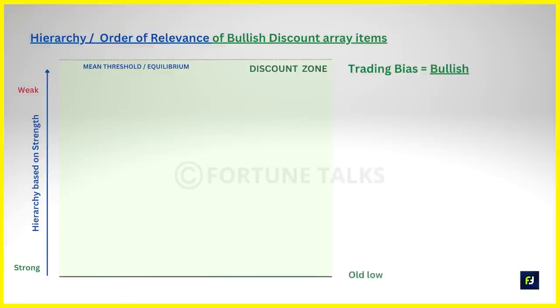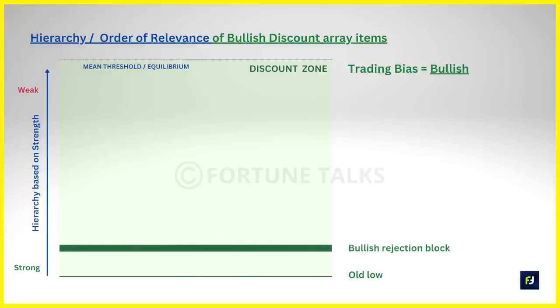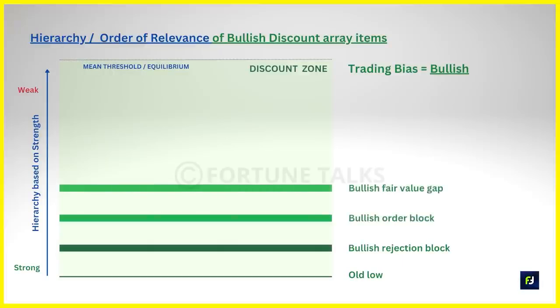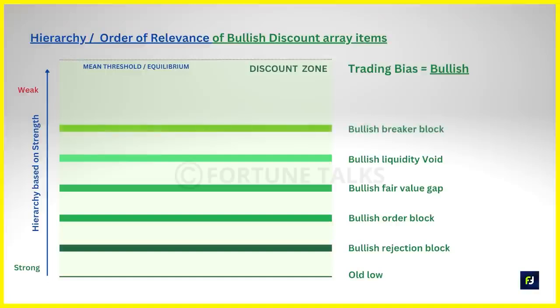So the most relevant institutional reference point is the old low, followed by a bullish rejection block, then a bullish order block, a bullish fair value gap after this, followed by a bullish liquidity void, a bullish breaker block thereafter, and the least relevant item is the bullish mitigation block. The hierarchy or relevance of fair value gaps and liquidity voids can be interchanged.